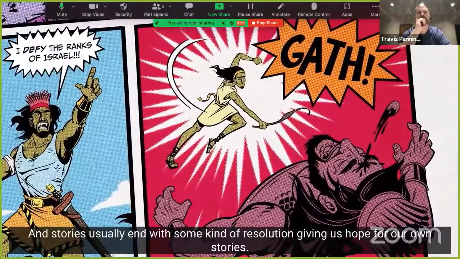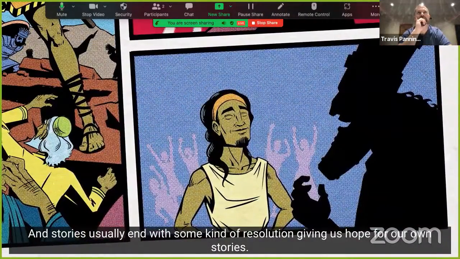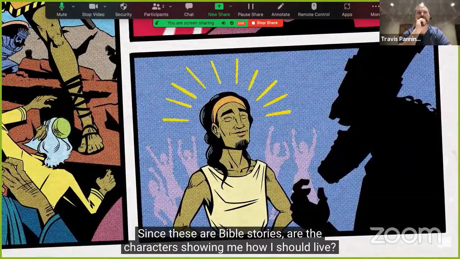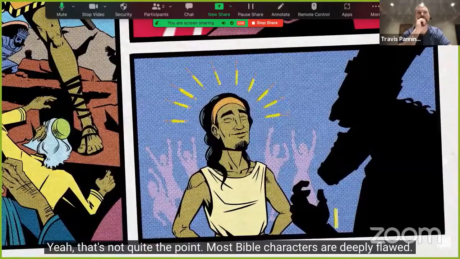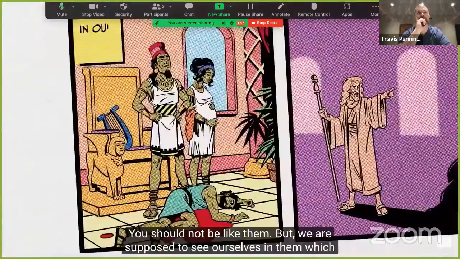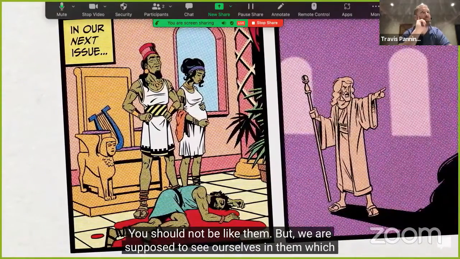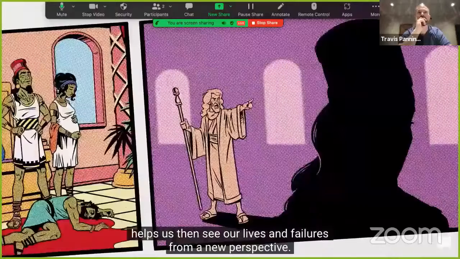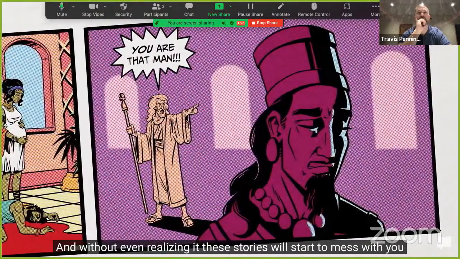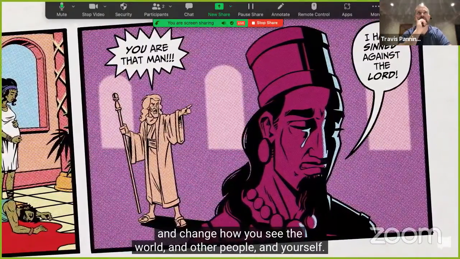And stories usually end with some kind of resolution, giving us hope for our own stories. Since these are Bible stories, are the characters showing me how I should live? Yeah, that's not quite the point. Most Bible characters are deeply flawed. You should not be like them. But we are supposed to see ourselves in them, which helps us then see our lives and failures from a new perspective. And without even realizing it, these stories will start to mess with you and change how you see the world and other people and yourself.